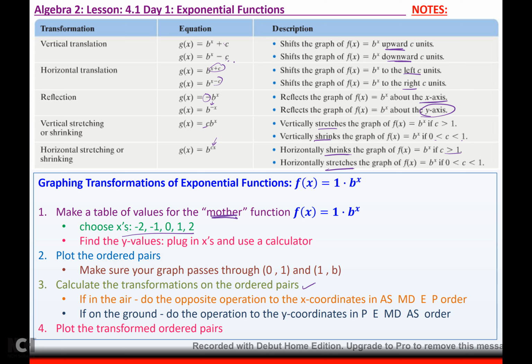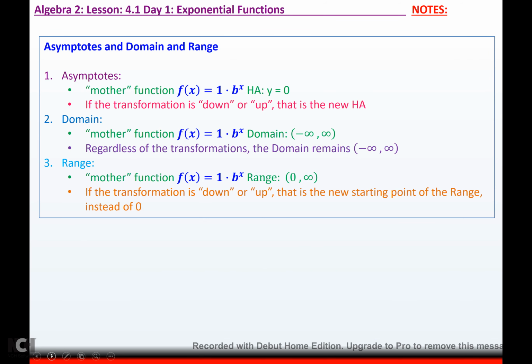Then you're going to do your transformations, just like we always do. If you're doing it in the air, you're doing it to the asymptote, because it's with your x. If it's on the ground, you're doing it to y in PEMDAS order. Plot them, and then we're done. Alright, and then asymptotes and domain and range.